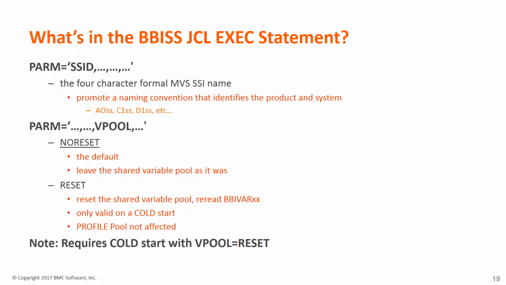The next parm is the SSID for the BBISS address space, and the one following that is for the vpool. In vpool, we can say no reset, which leaves the shared variable pool the way it was. If you say reset, then AutoOPERATOR will get rid of all those shared variables, and then it'll reread the BBIVAR member in UBBParm to populate any variables that it's supposed to by default. Now, vpool equals reset only applies on cold starts, and it has no impact on your profile variable pool.